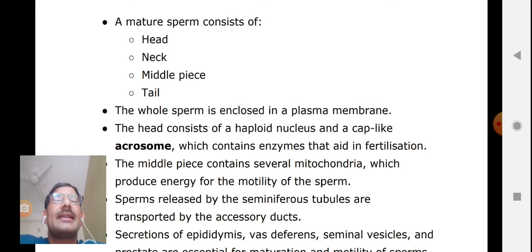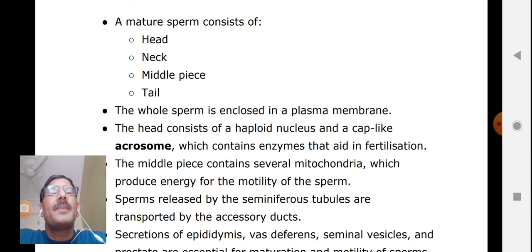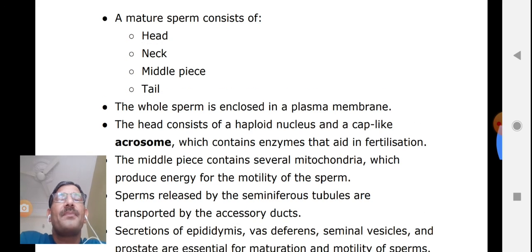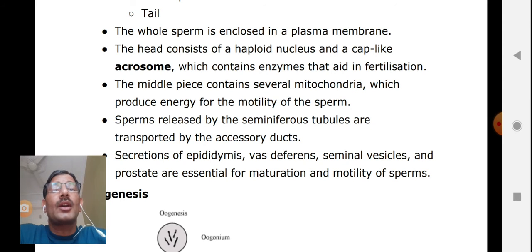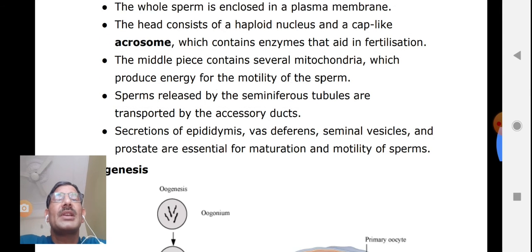Now see the text. Mature sperm consists of 4 parts: head, neck, middle piece and tail. Whole sperm is enclosed in plasma membrane because it is a single cell. So all around it has plasma membrane. Head consists of haploid nucleus and a cap-like structure called acrosome. It contains enzymes which help in fertilization to dissolve the zona pellucida of the secondary oocyte or ovum. The middle piece consists of several mitochondria which will produce energy for motility of sperms.